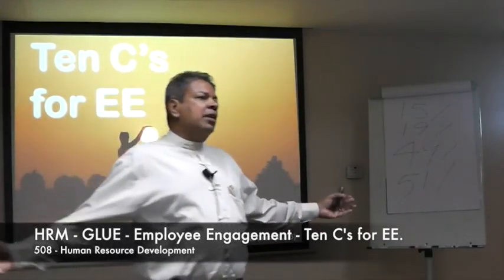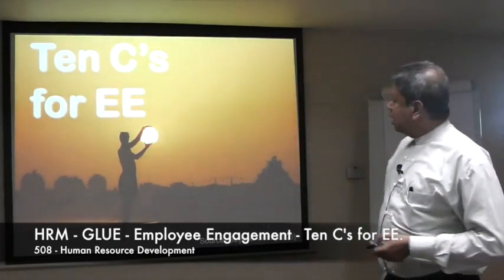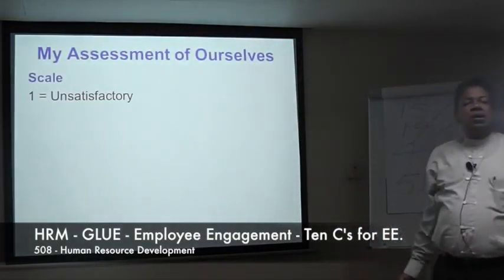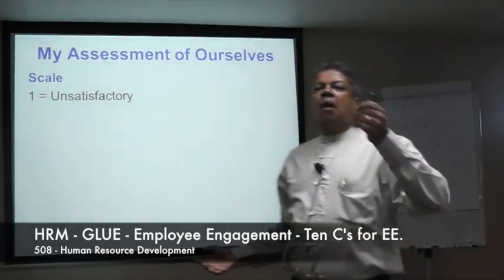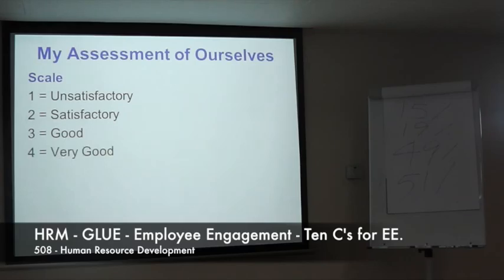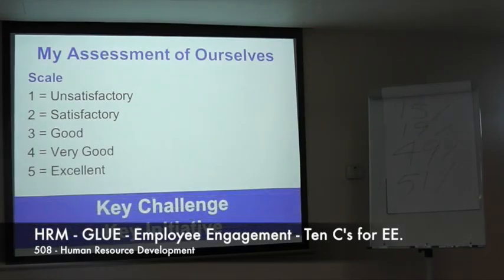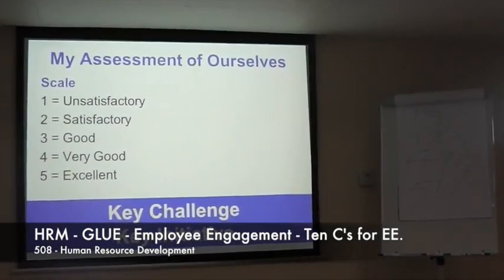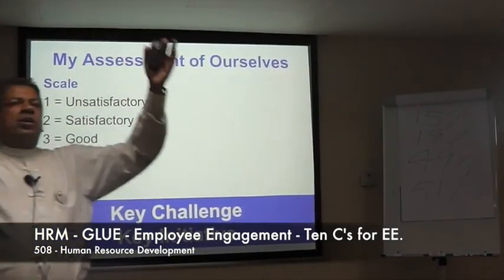Yes. Shall we go one by one, out loud? Okay. For each C, I would suggest you have some evaluation. Give marks out of 5: 1 unsatisfactory, 2 satisfactory, 3 good, 4 very good, 5 excellent. And think about a key challenge with regard to that C and what you can do as a key initiative. That's the spirit in which we need to go through the 10 C's.